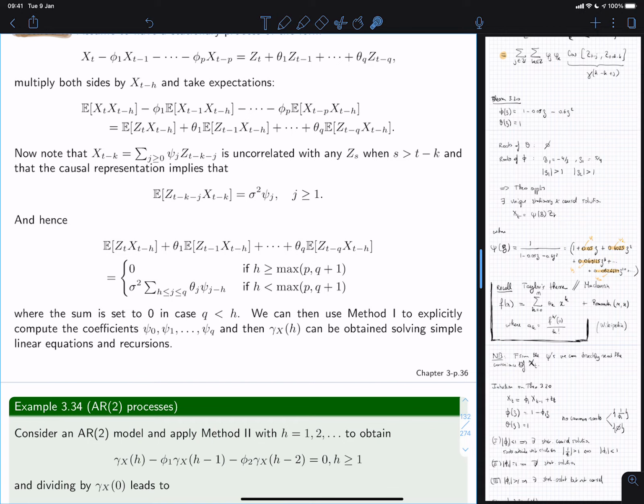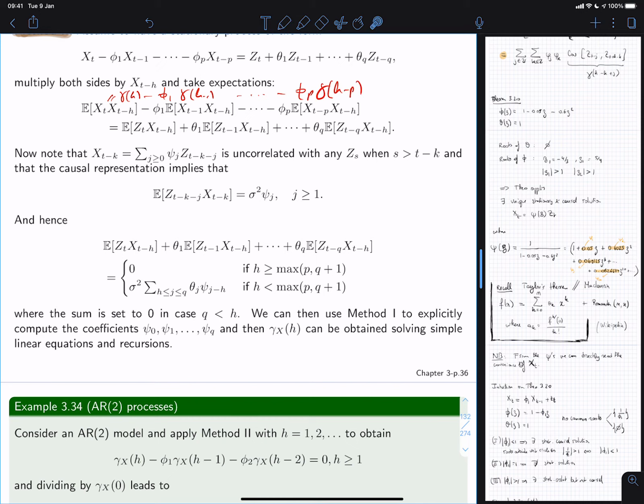Yeah, sorry. Then this gives us that this is equal to 0 if h is too large, and otherwise it's just equal to the sums of the thetas times the psi_j's times sigma squared. And therefore we have that this thing here is explicit in terms of the psi_j's and theta_j's. This thing here is explicit in terms of the covariances. I mean, that's just gamma(h) minus phi_1 gamma(h-1) minus phi_p gamma(h-p).